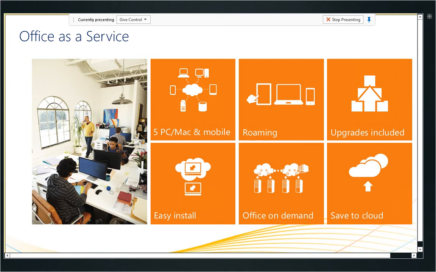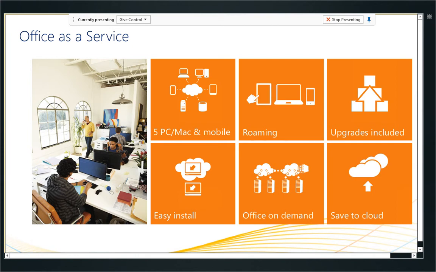Thanks, Lisa. So what I want to talk about is the Office as a Service capability, where when you subscribe to Office 365, you're entitled to 5 installations for each user. So think about their work device, their secondary work device, their mobile devices, and even their home device. You have these roaming capabilities. Again, because it's in the cloud, you can access it from anywhere securely. And we include the upgrades, as Lisa mentioned. So when new versions of Office come out, you're entitled to them.